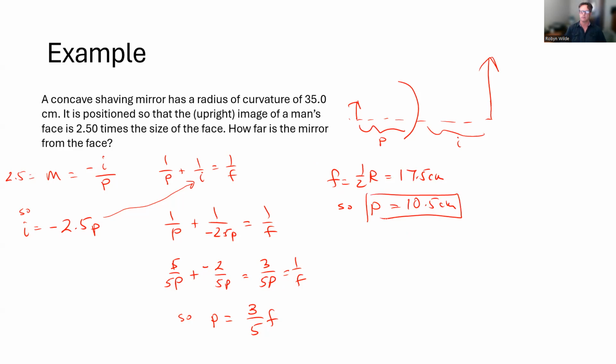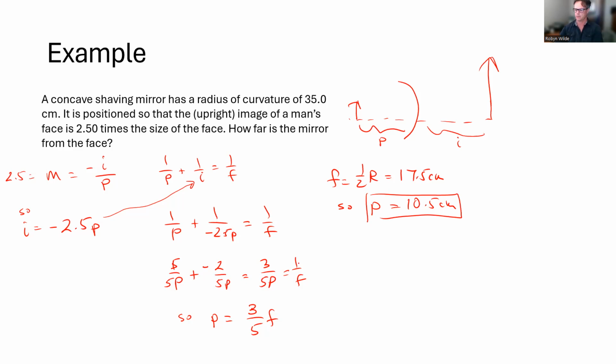And that is how far the mirror is from the face, because the face is the object, right? And so the image is going to supposedly appear behind the mirror, virtual, and be 2.5 times larger and upright. Okay, and that's because I have a positive magnification that it's upright. I have a negative image distance, as you can see from the negative here, because it's virtual. And then I end up with my positive object distance.